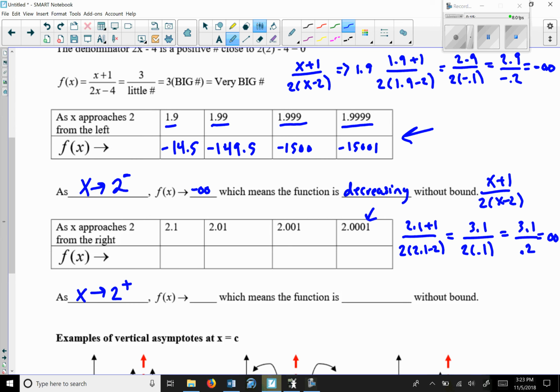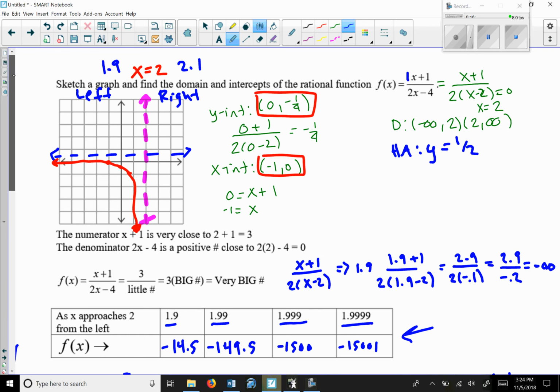So on here we have 15.5, 150.5, 1500.5, and 15,001. So as x approaches 2 from the right, f of x, or our y values, are going to infinity, which means the function is increasing without bound. So again, it's just going to keep going on and on and on to infinity.